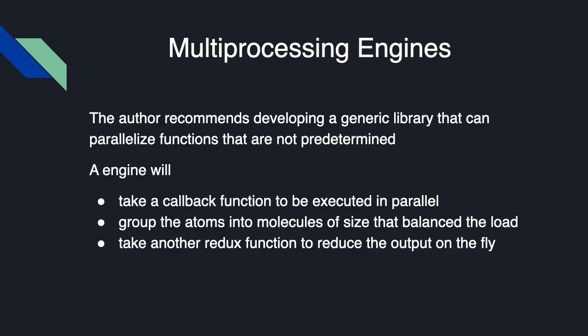Now that we know the basics of multiprocessing, the author recommends developing our own generic library that can parallelize any kind of functions. And he called this a multiprocessing engine. In a multiprocessing engine, it will take a callback function that is the function to be executed in parallel. Then the engine will group the atoms into molecules of size that will balance the load across different processors. And last but not least, the function will also take a redux function to reduce the output on the fly. We already see what the first two means, so next we will cover what is a redux function.